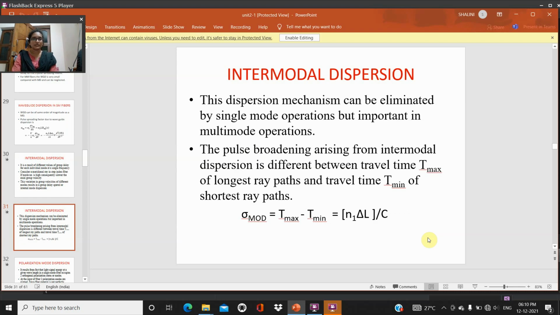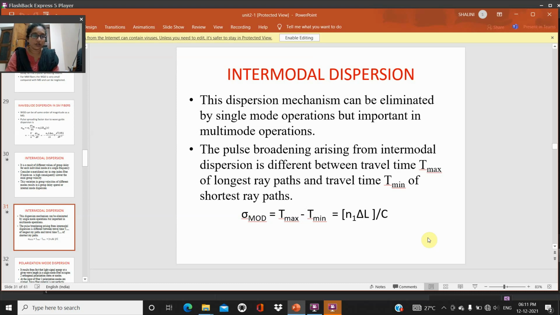So these dispersions can be eliminated by single mode operation, but are very important in multimode operation. The pulse broadening arising from intermodal dispersion is the difference between the travel time of the longest ray path and the travel time of the shortest ray path. That is, sigma mode is equal to T max minus T min.